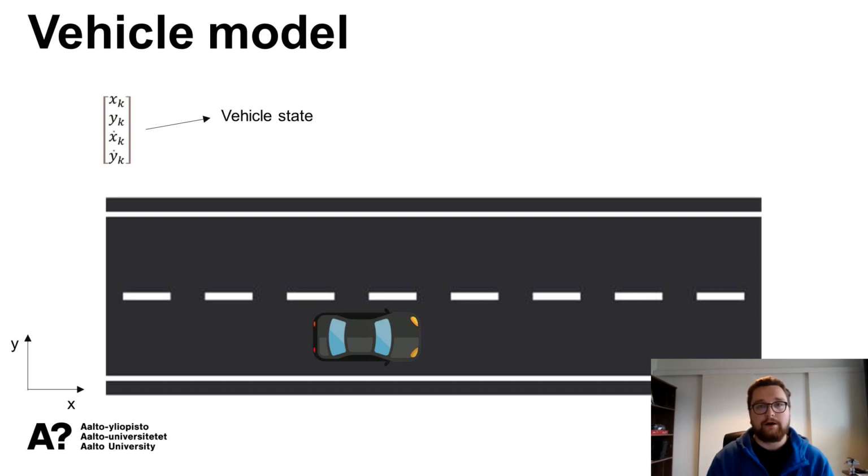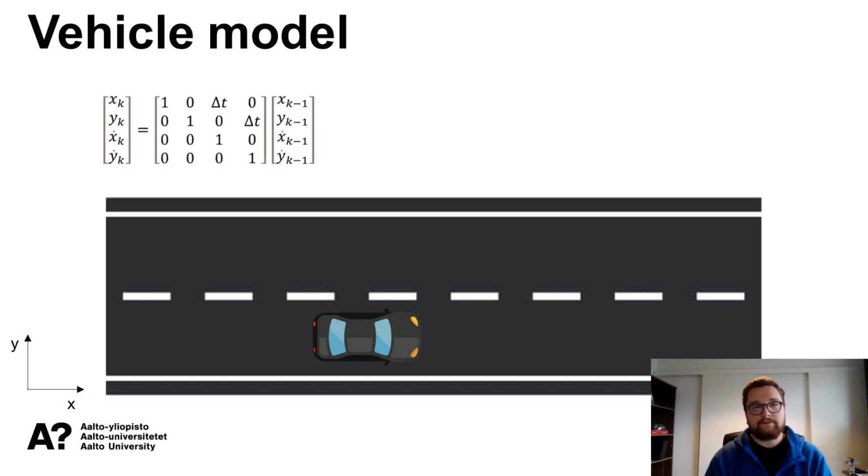And we're going to model our vehicle with the state that is shown here. So this vector is the vehicle state. We have x and y coordinates, and then we have the derivatives of those coordinates. So basically the velocity in x direction, velocity in y direction. Nothing more complicated than that. A very simple model. And yeah, this is the model we have that gives us the state.